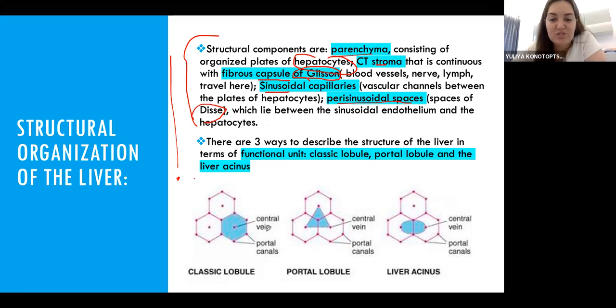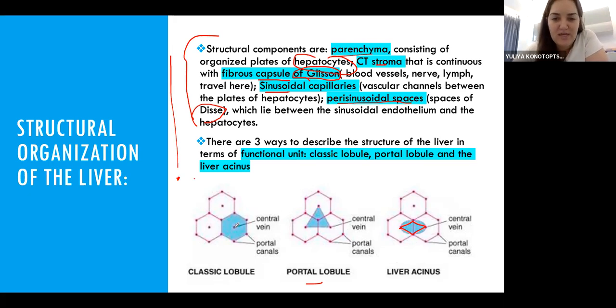Okay, so these are the general structural components of your liver. One way to describe the function of the liver is by introducing something which we call a lobule. So your liver can be described by three functional lobules. What is the shape of a classical lobule? It is a hexagonal shape. What is the shape of the portal lobule? It is triangular. What is the shape of the liver acinus? It is a diamond shape. So these are the three different lobules, and these lobules will have different functions.